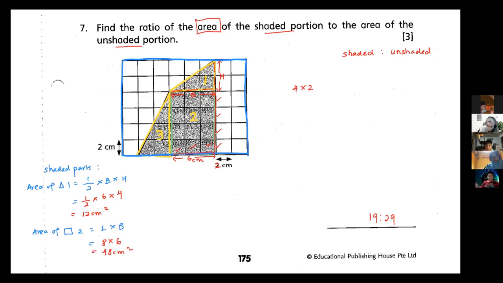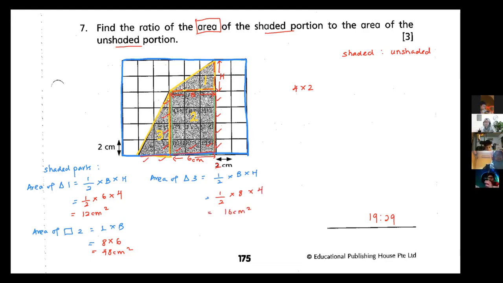Then we move on to area of triangle 3. That will be half times base times height. For the base, you can take either the longer or shorter one. I take the longer one here, and that's 1, 2, 3, 4. 4 means 8. Half times 8 times the height, the shorter part here, this 2 will be 4, equals 16 cm squared.